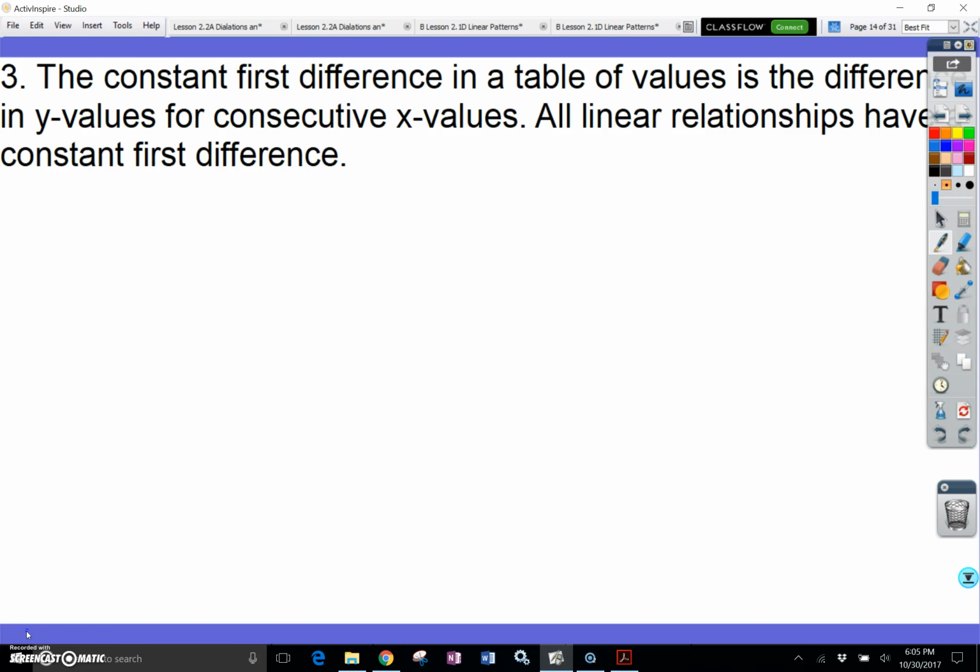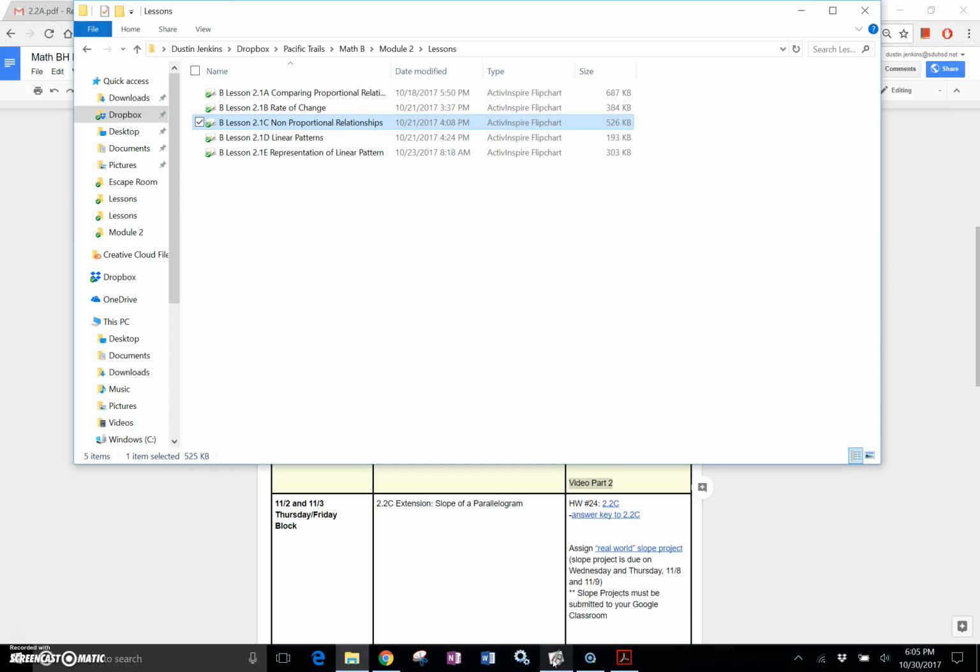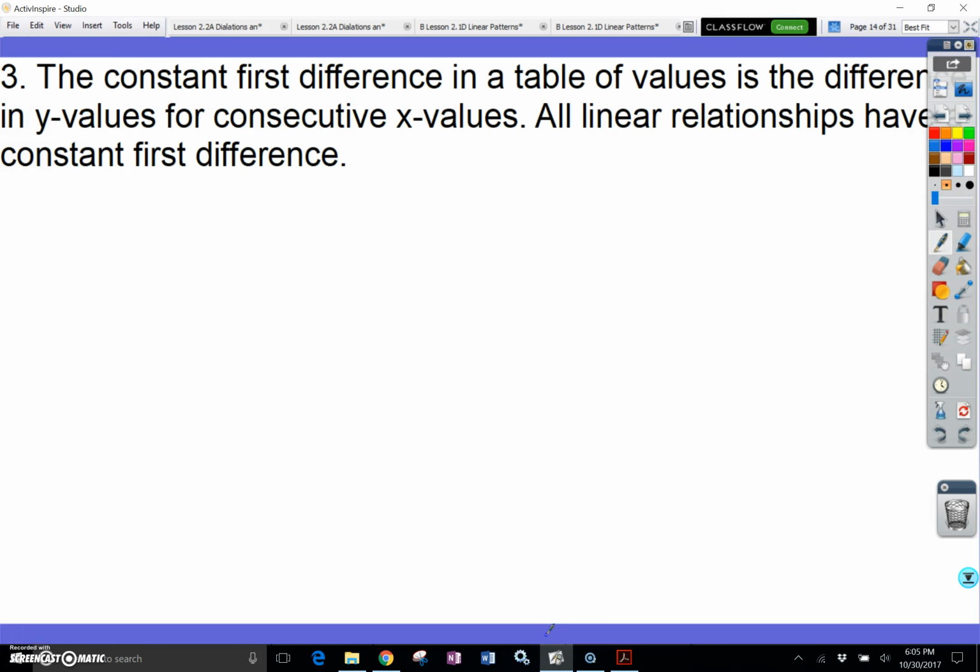Hey Math B. So what your homework is right now is I need you guys to take out lesson 2.1c, and we are going to finish it. I think most of us got up to number 3.